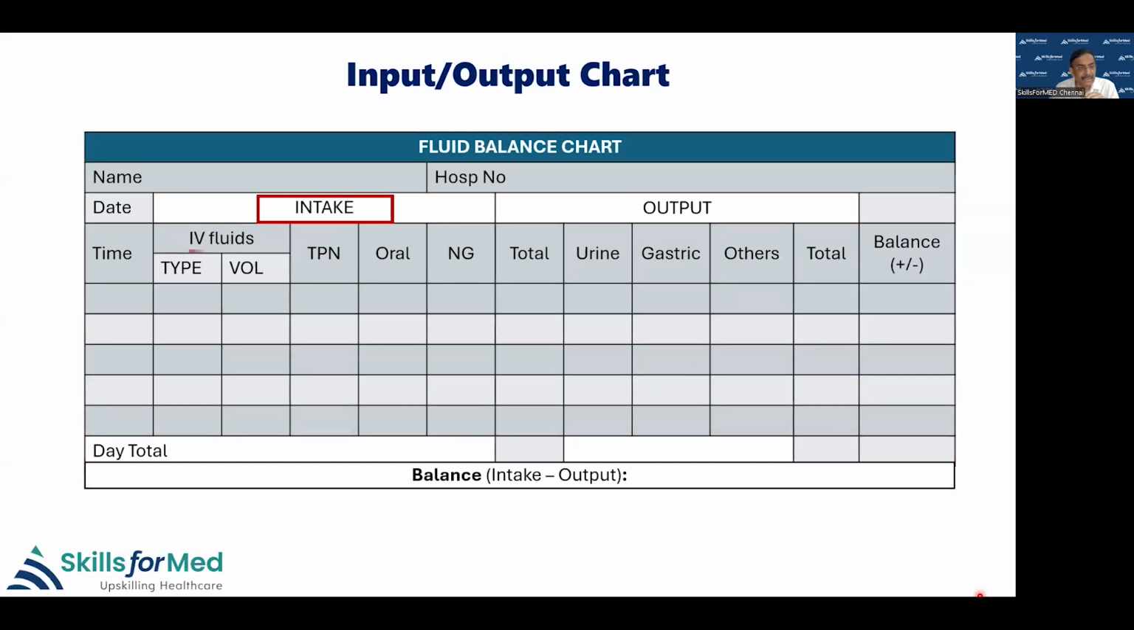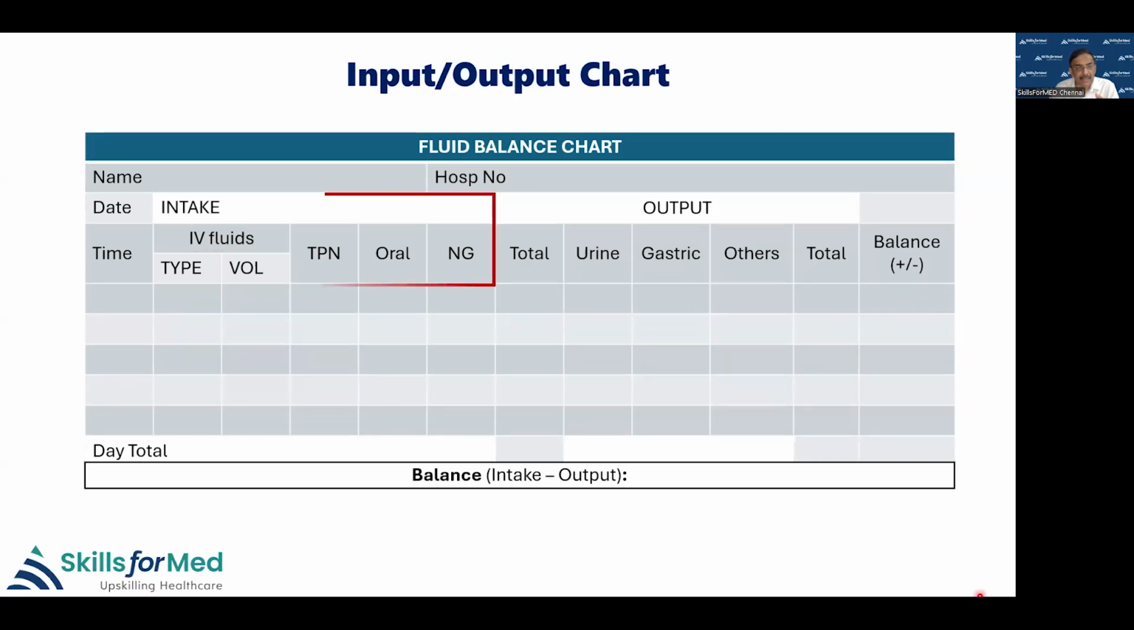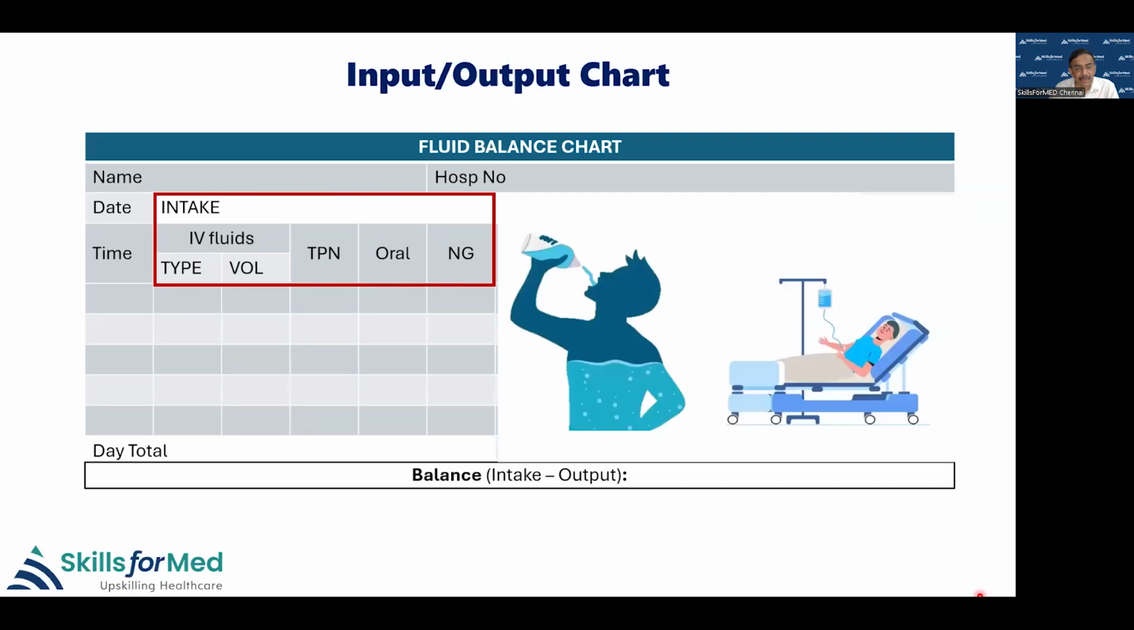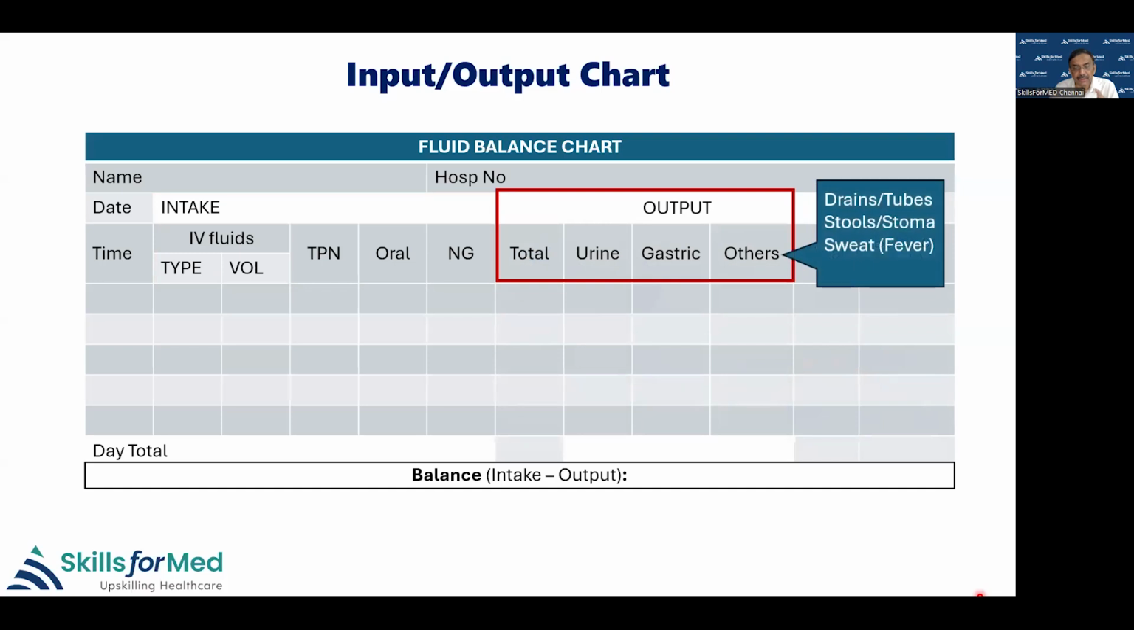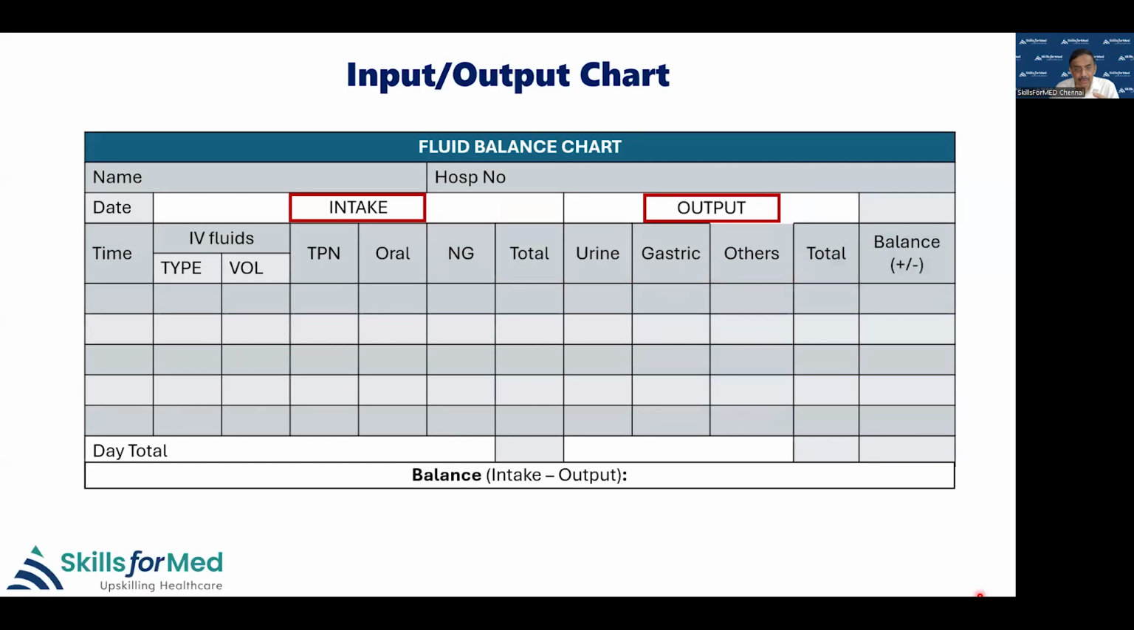Right. So if you take the intake, the type of fluids, as I already pointed out, can be either crystalloids or colloids, and it can be either oral or parenteral. Now, with output, it could be drains, tubes, stools, stoma, or if the patient has got fever, you've got to account for more sweating and insensible loss. Gastric, if the patient has got vomiting or NG, and of course urine output.